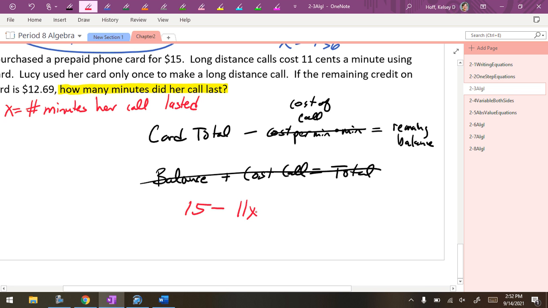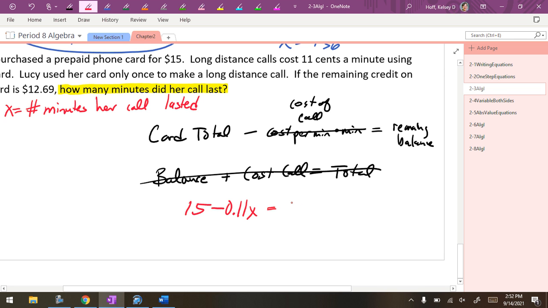11x? Oh yeah. No. Say it. 0.11. It's 11 cents per minute. If you just read 11, you just told me it was $11 for every minute you talked.